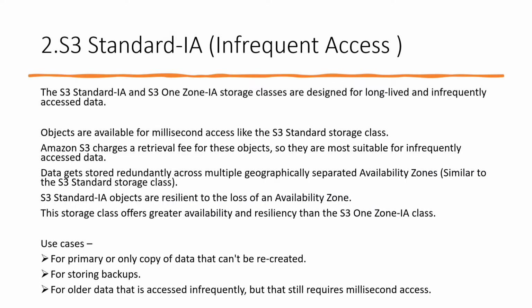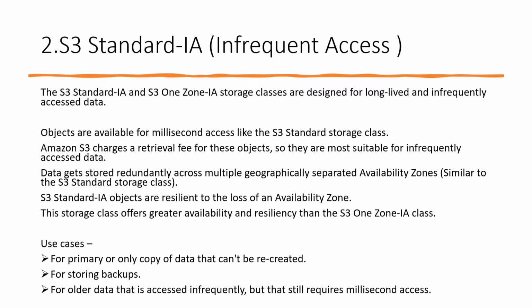Now let's see what S3 Standard IA is. S3 Standard IA and S3 One Zone IA, these two are designed for infrequently accessed and long lived data. Same as S3 Standard, the objects are available for millisecond access. It has the same features as S3 Standard, but the only difference is that this is for keeping our infrequently accessed data.